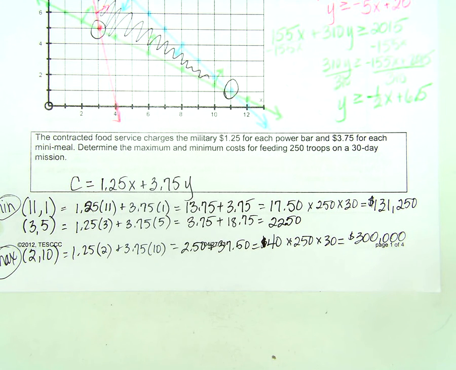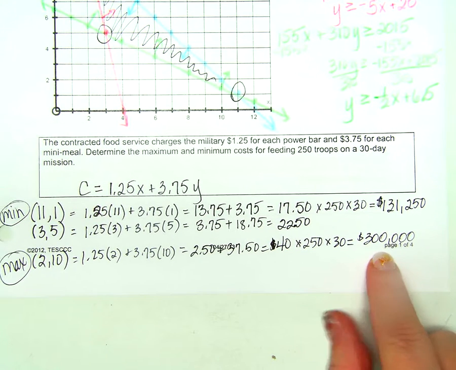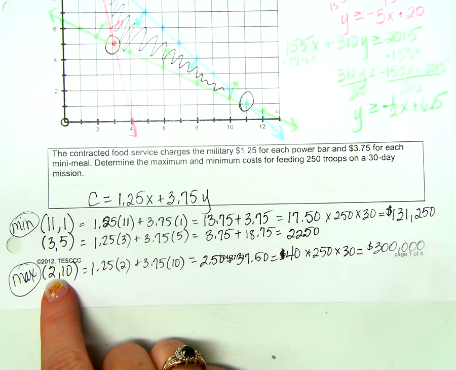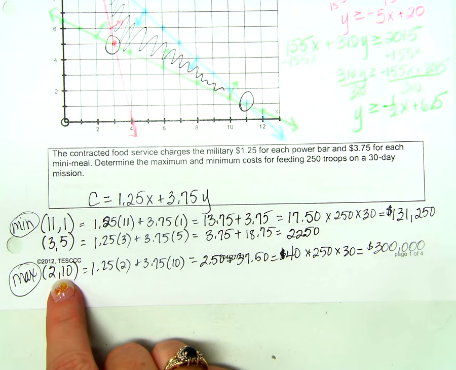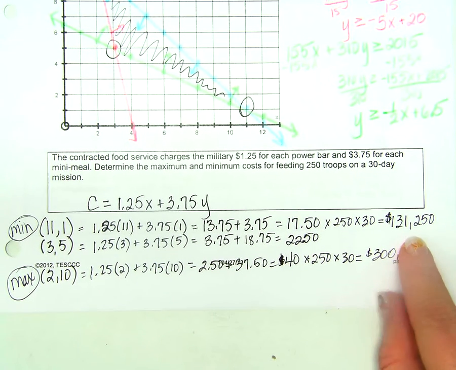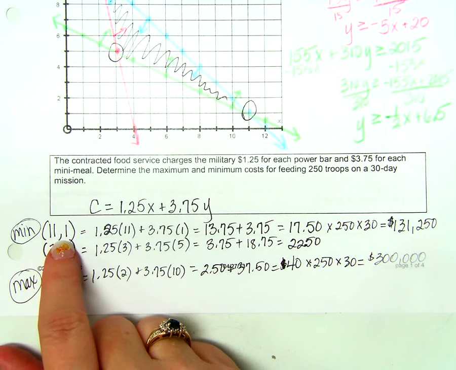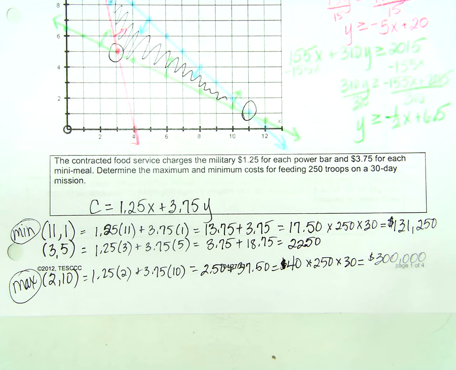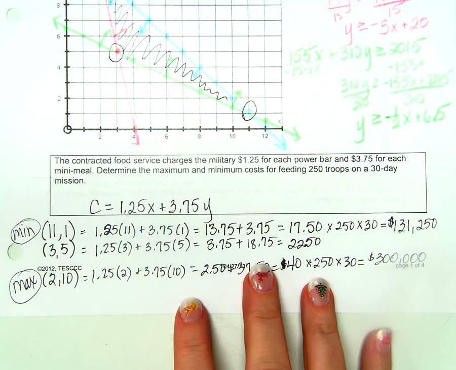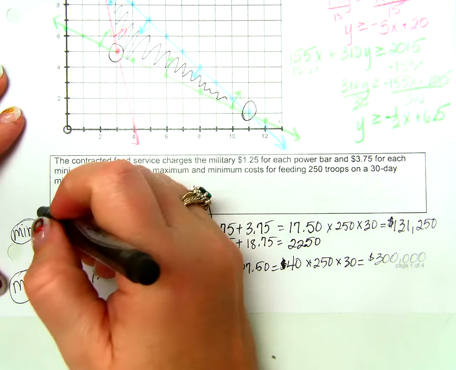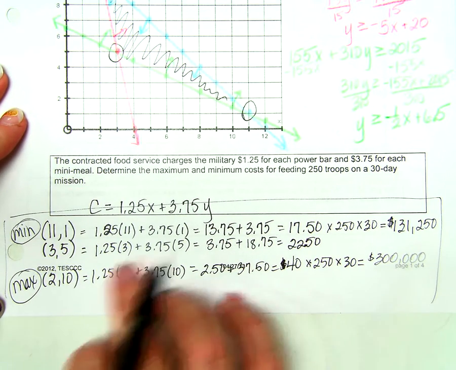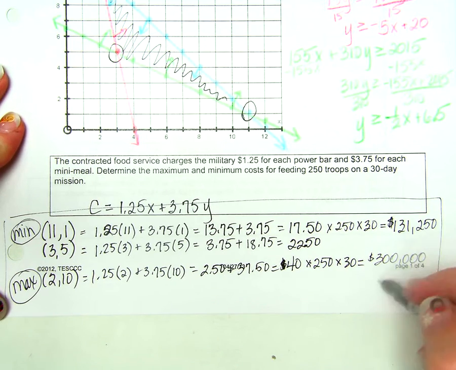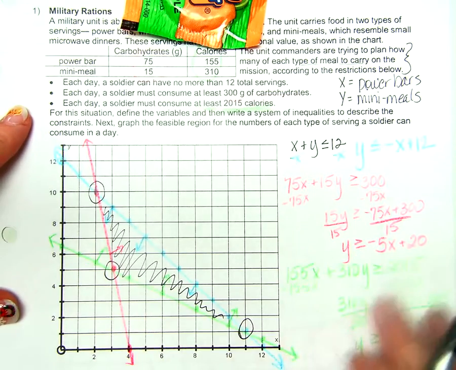So, my favorite question for me to ask you, what does that mean? They're going to be spending $300,000 if what? If they want 2 power bars and 10 mini meals. Very good. They're going to spend $131,250 if they want 11 power bars and 1 mini meal. Does that make sense? Okay. Any questions about how to do this? Because here's the deal, guys. This right here, that's the answer, isn't it? The maximum and minimum. But we can't get the answer without doing all this, can we?